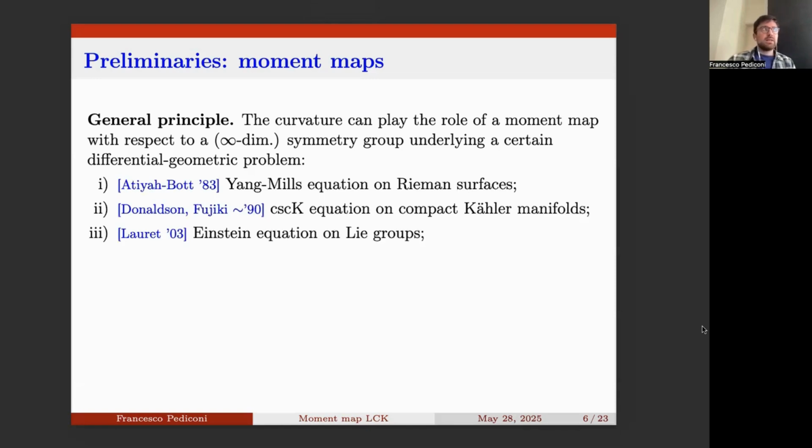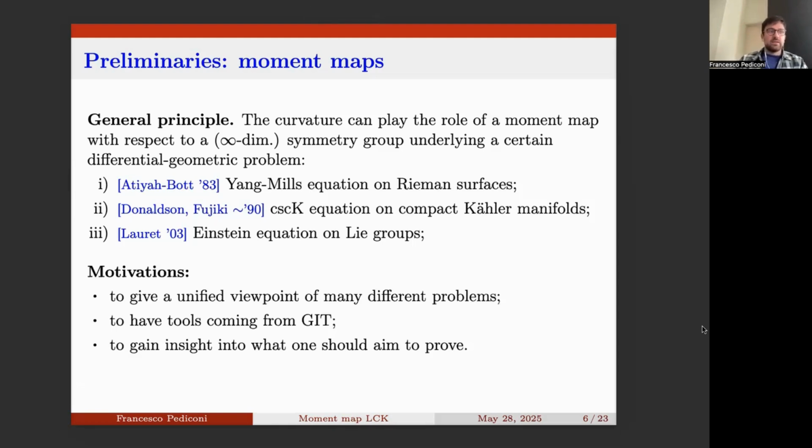The first attempt in the literature where this moment map approach has been used outside the realm of symplectic geometry, as far as I know, is due to Atiyah and Bott in '83, where they studied Yang-Mills equations on Riemann surfaces. Then later on, in the '90s, Donaldson and Fujiki applied this moment map picture to study the cscK equations on compact Kähler manifolds. And later on, in 2003, Lauret used this moment map framework to study the Einstein equation on Lie groups.